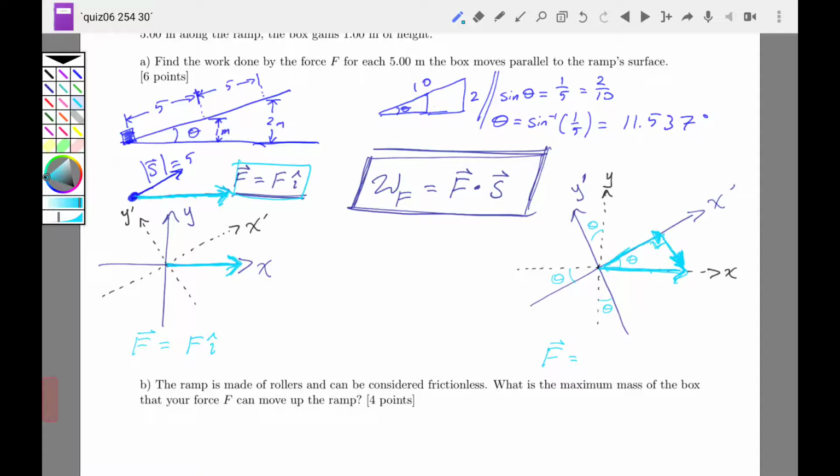And so this component of the applied force is F cosine theta, and I'll have to differentiate it, the i hat. So I'll put a prime, and then the y component of F, we have negative F sine theta j hat.